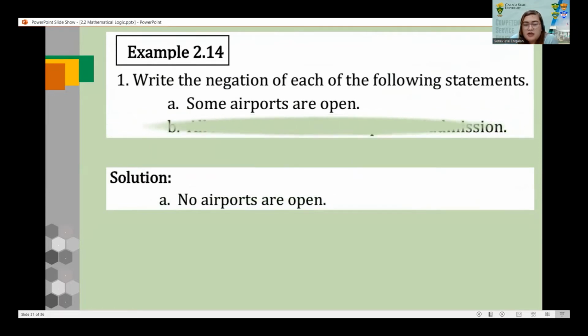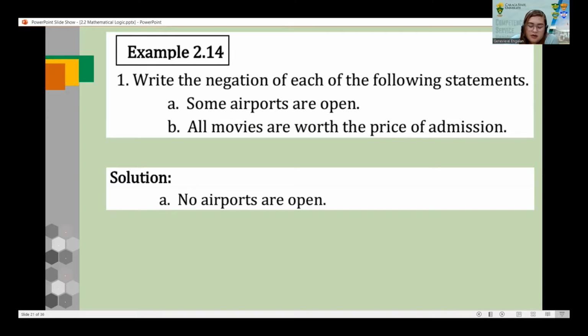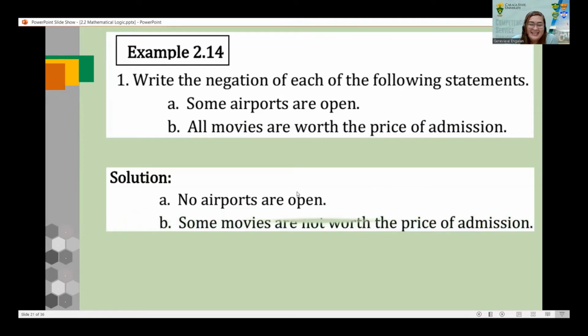Okay, how about letter B? All movies are worth the price. This is all x are y. So the negation will be some x are not y. Some movies are not worth the price of admission. Correct.